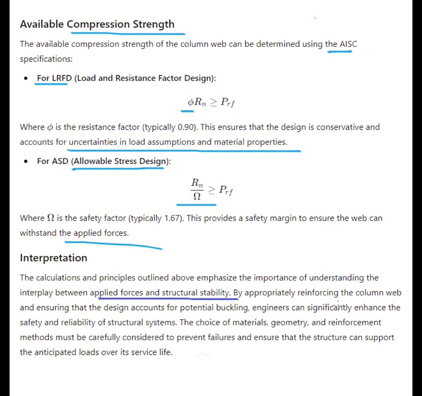By appropriately reinforcing the column web and ensuring that the design accounts for the potential for buckling, engineers can significantly enhance the safety and reliability of the structural system. The engineer's main duty is to enhance the safety and structural reliability of these systems, right? The choice of materials, geometry, and reinforcement methods must be carefully considered to prevent failures and ensure that the structure can support and anticipate loads over its service life.